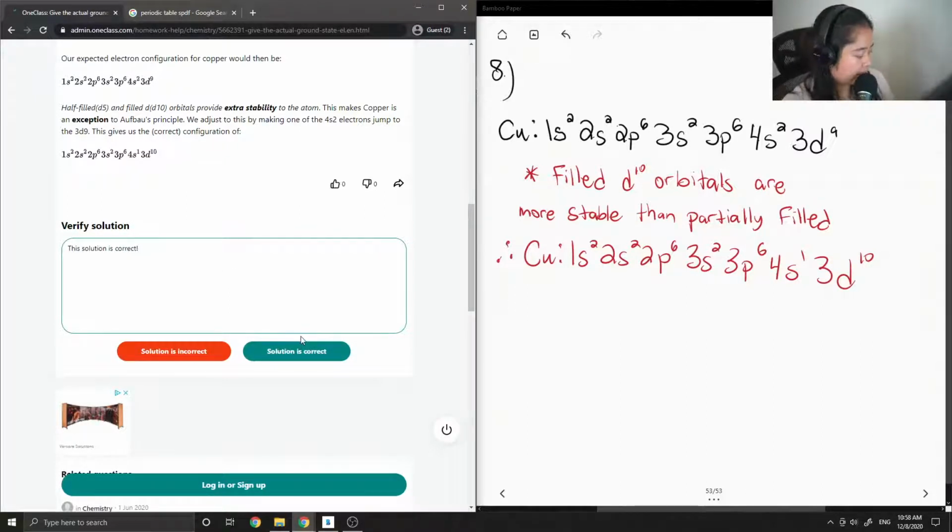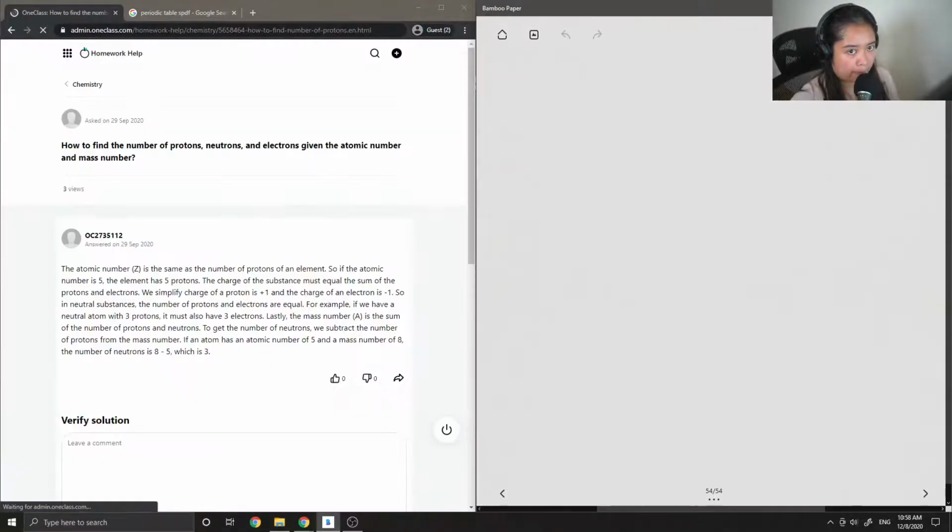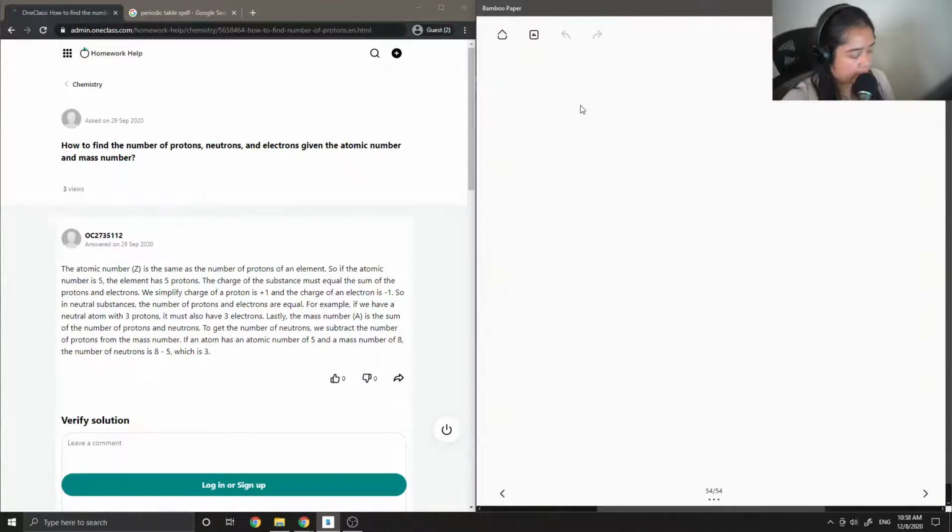I think we have time for one more question. So question 9, how do you find the number of protons, neutrons, and electrons given the atomic number and the mass number? So the atomic number on a periodic table, which can also be symbolized as Z, this gives us the number of protons.